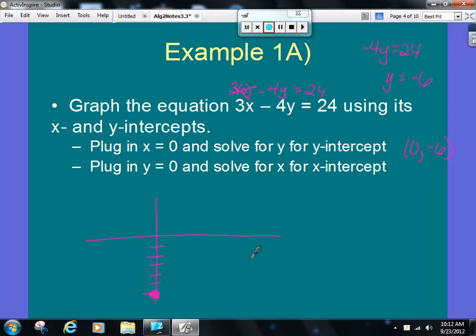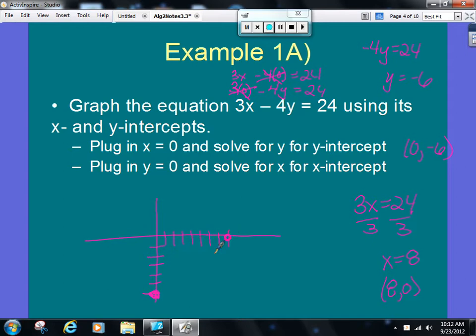There's a plot. Okay? X-intercept, plug in y equals 0. Again, once y is 0, I have 3x minus 4 times 0 equals 24. Equally as easy, this drops out. 3x equals 24. Divide by 3, x equals 8. Remember, x equals 8 when y equals 0. So the ordered pair (8, 0) is on my graph. 1, 2, 3, 4, 5, 6, 7, 8.